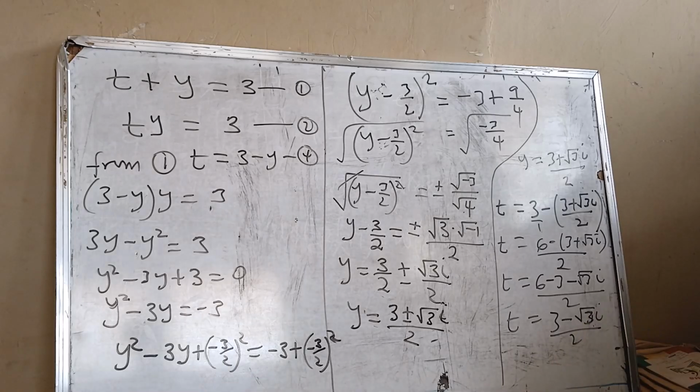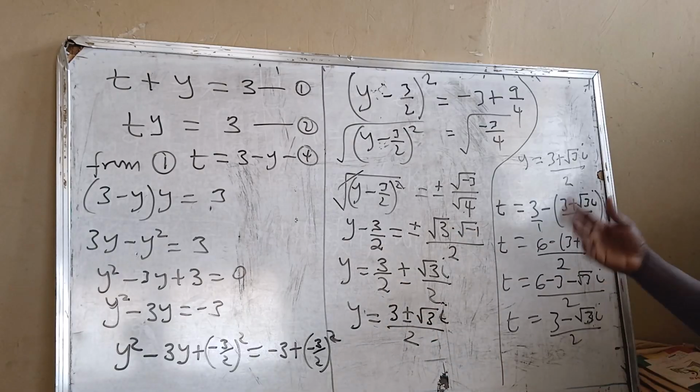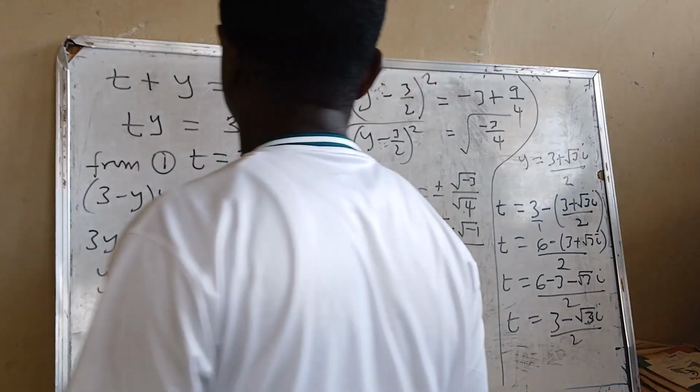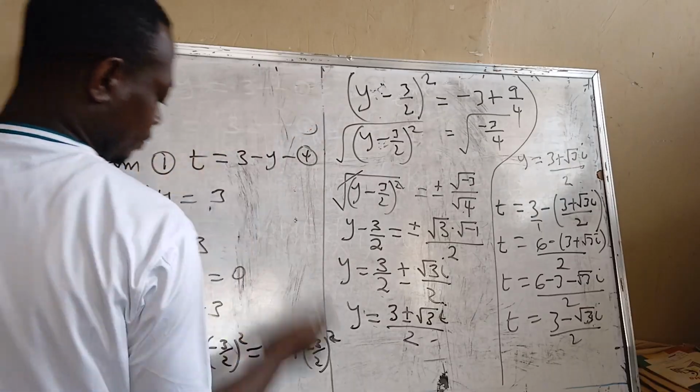I think the answers look symmetrical. When this side is plus, this side is minus. It means when we pick the negative side of y, the t will also be plus. Now let's show it and see if the result will be true.